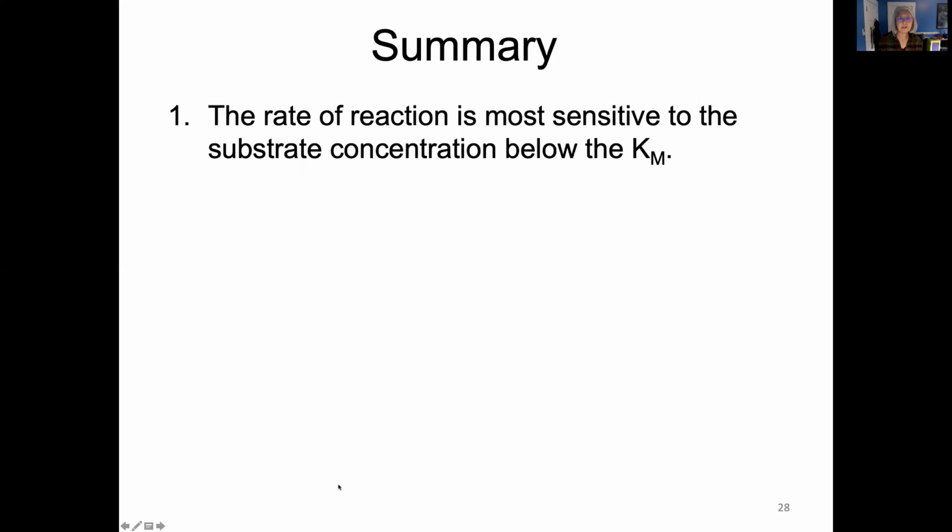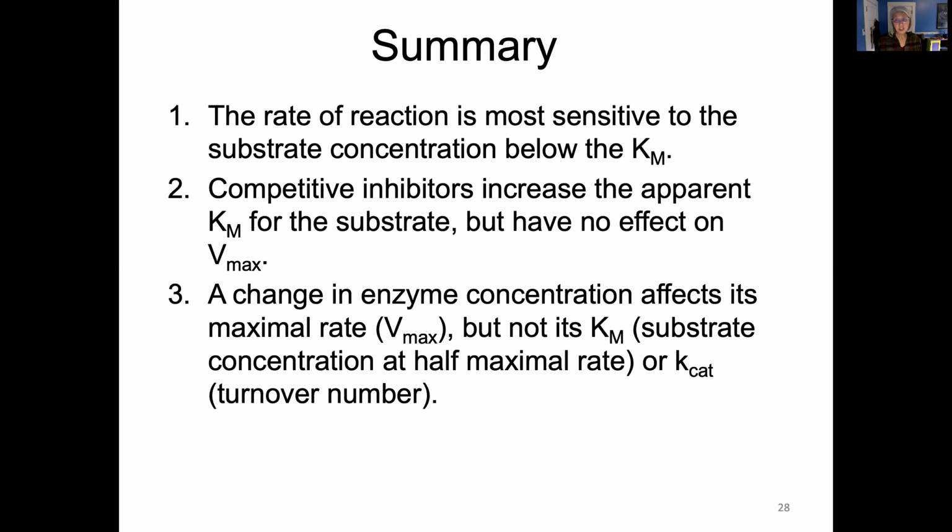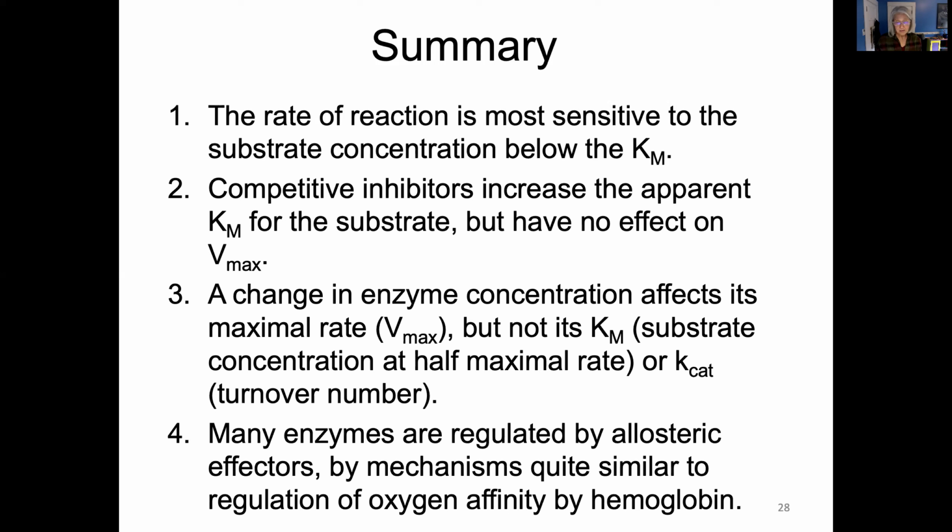Okay, so let's summarize. The rate of reaction is most sensitive to the substrate concentration below the Km. Competitive inhibitors increase the apparent Km for the substrate, but have no effect on Vmax. A change in enzyme concentration affects its maximal rate, Vmax, but not its Km, the substrate concentration at half-maximal rate, or the kcat, the turnover number. And many enzymes are regulated by allosteric effectors, by mechanisms quite similar to the regulation of oxygen affinity for hemoglobin.